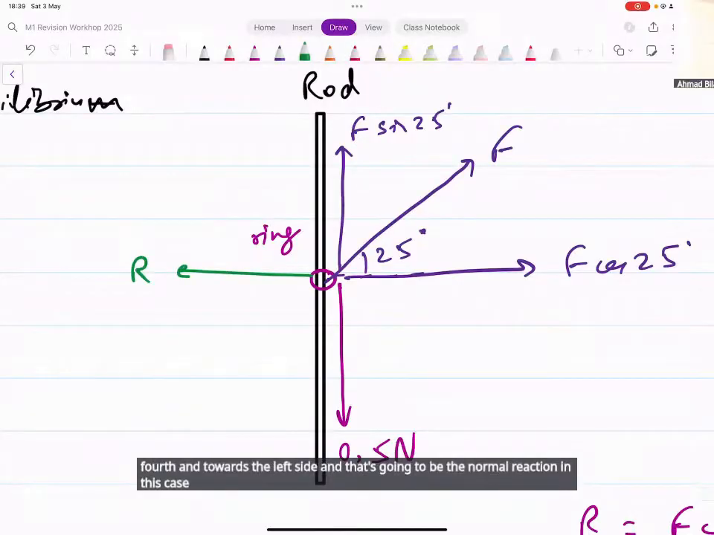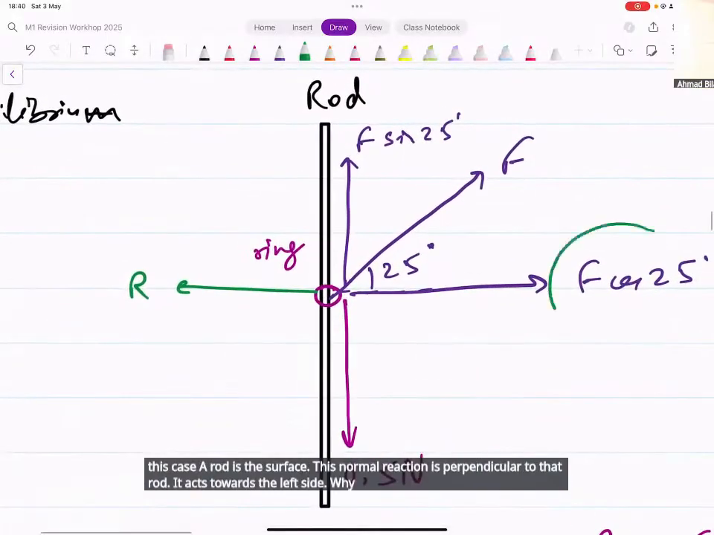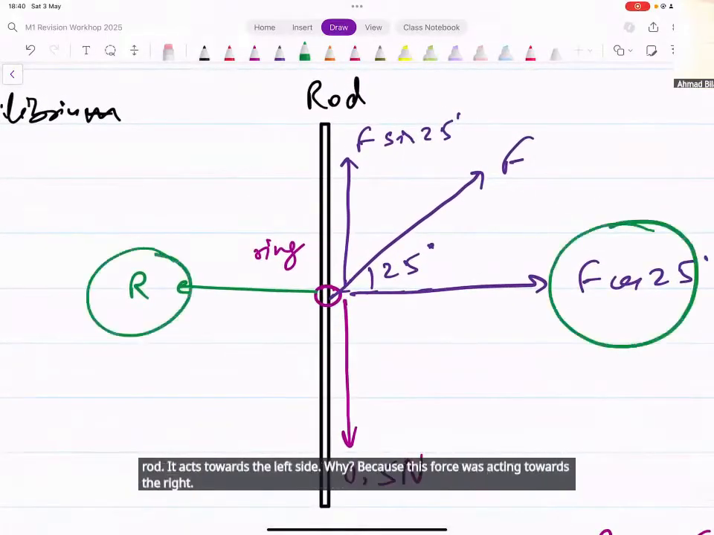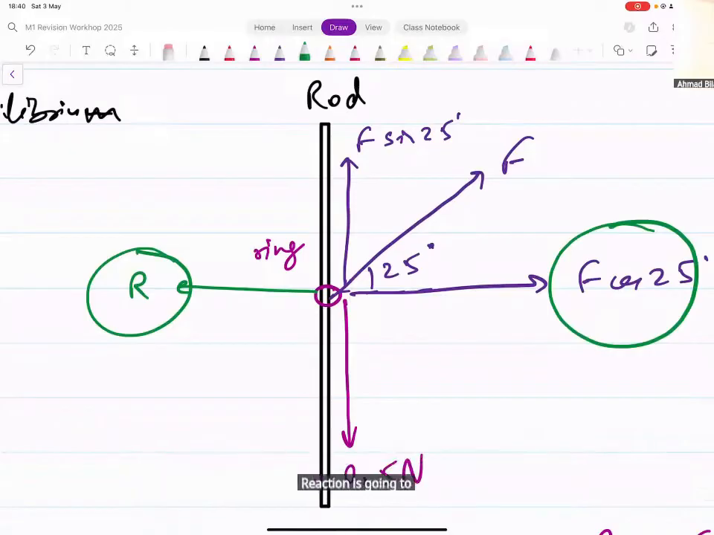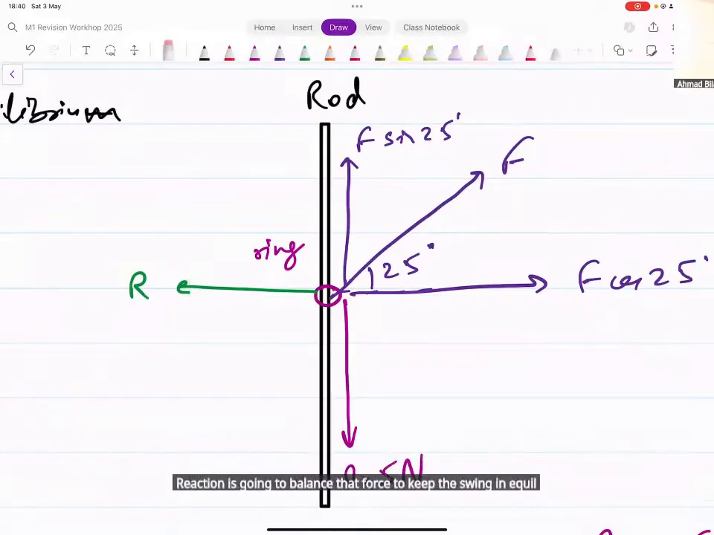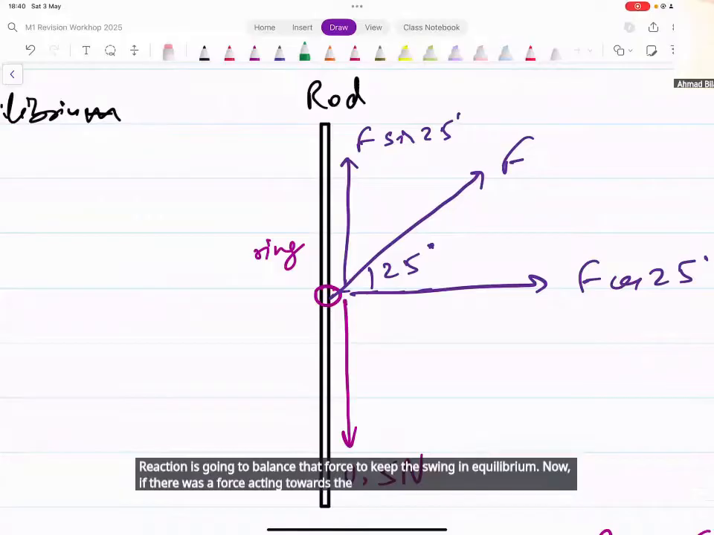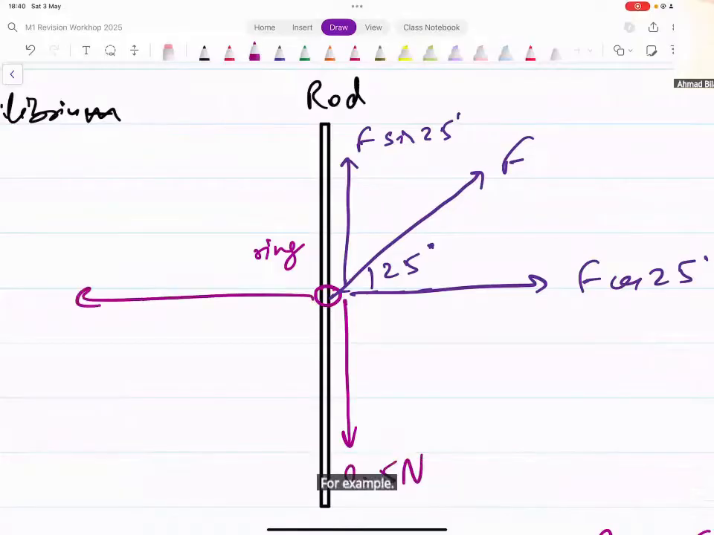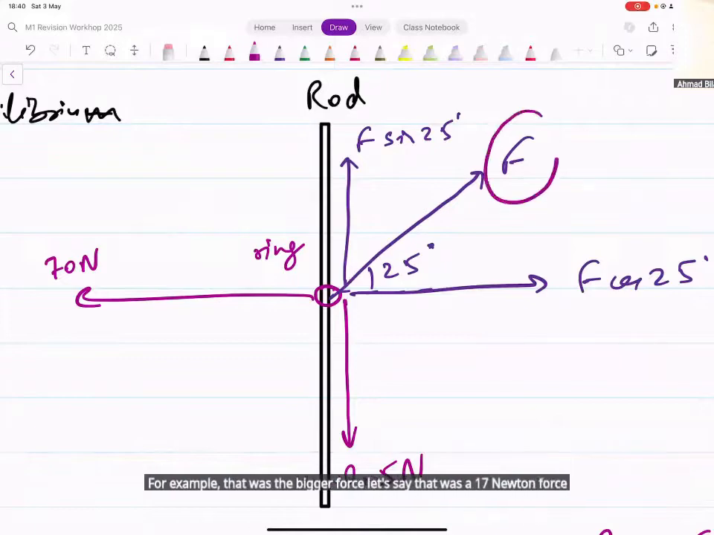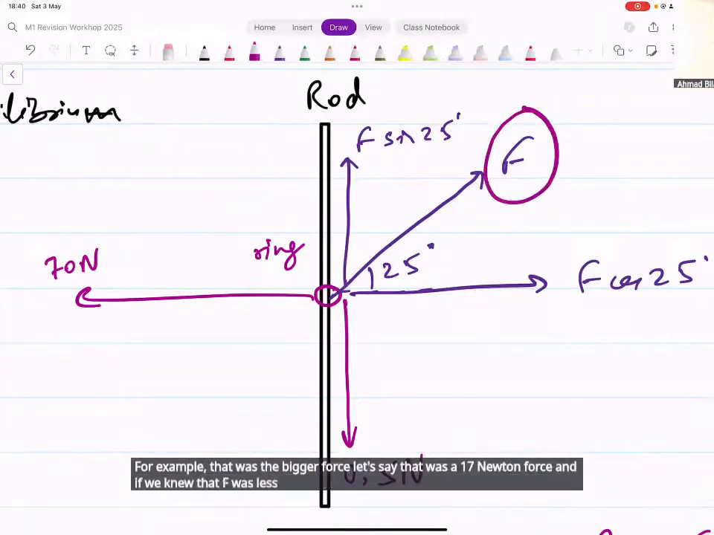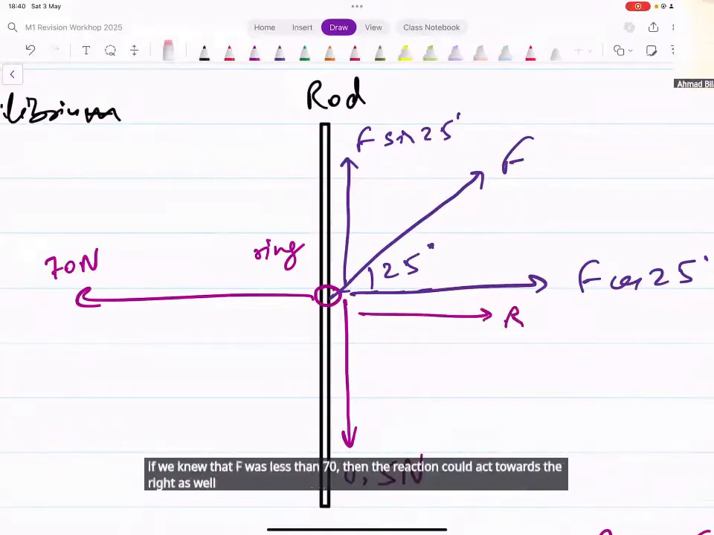A rod is the surface. This normal reaction is perpendicular to that rod. It acts towards the left side. Why? Because this force was acting towards the right. Reaction is going to balance that force to keep this ring in equilibrium. Now, if there was a force acting towards the left side, for example, that was a bigger force, let's say that was a 70 Newton force, and if we knew that F was less than 70, then reaction could act towards the right as well. So reaction can act either towards right or left in this direction.